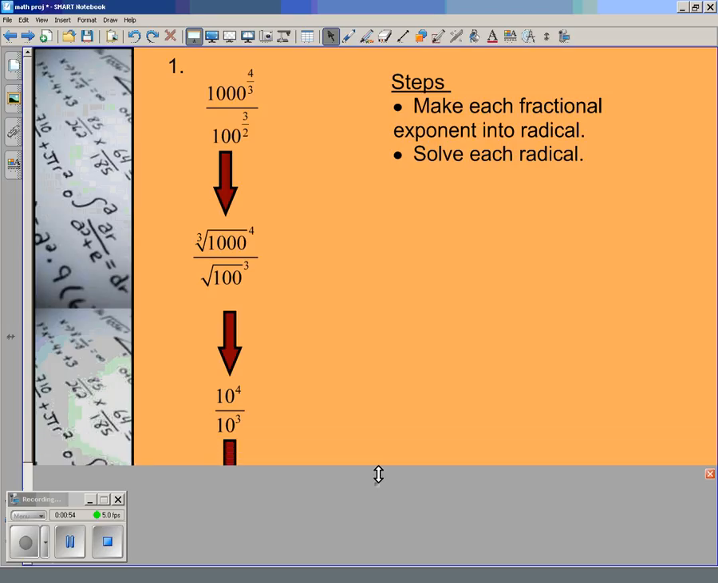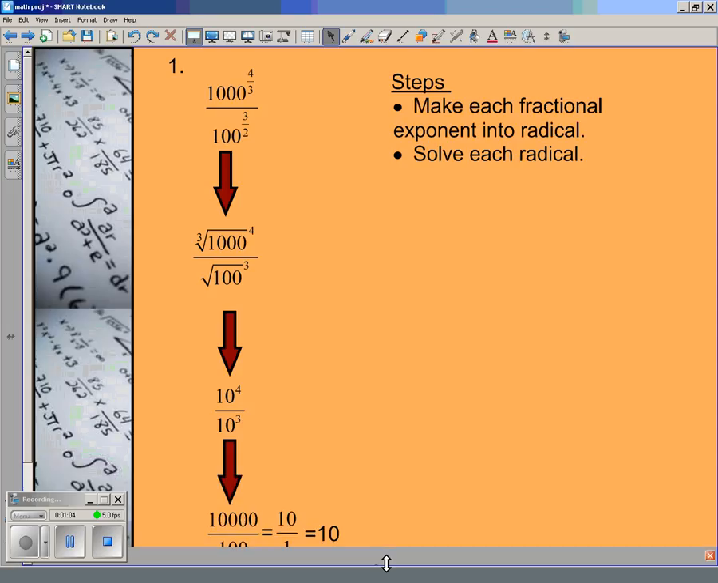And if we simplify that out, it does equal 10 with an exponent of 4 over 10 with an exponent of 3. And that all does simplify out to 10,000 over 100, which does equal 10. And 10 is the right answer.